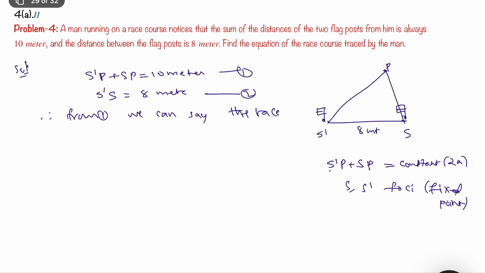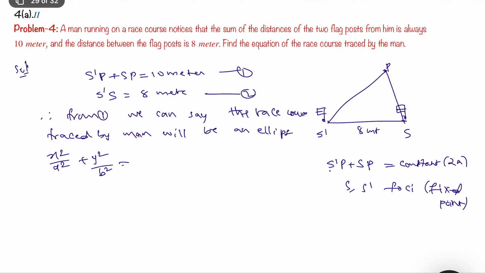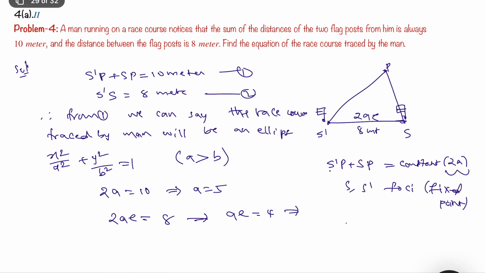the race course traced by the man will be an ellipse. Let me take the ellipse equation in standard form like this: x square by a square plus y square by b square equal to 1. Here we are taking the major axis length as 2a, so we are in the a greater than b case. The 2a value is 10, that implies a equal to 5, and the distance between the two foci is 2ae. 2ae is given as 8, that implies ae equal to 4, that implies e equal to 4 by 5, since we got a equal to 5.